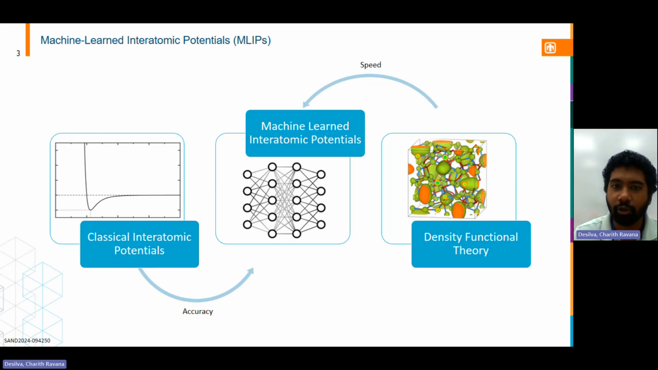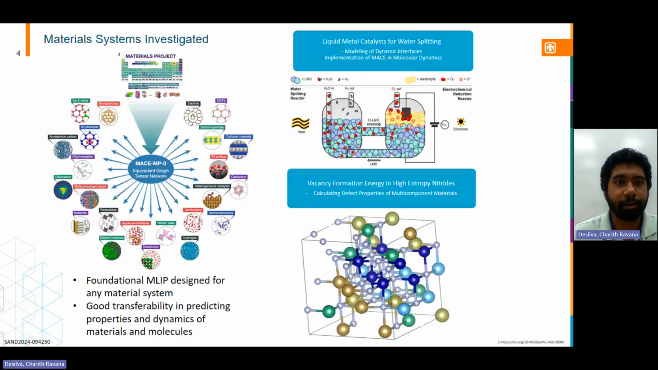In my project, I'll be looking at one machine-learned interatomic potential in particular, MACE-MP-0. This is a foundational machine-learned interatomic potential, meaning that it's designed for use in pretty much any material system right out of the box. And it has shown good results in predicting the properties and dynamics of a variety of materials and molecules.